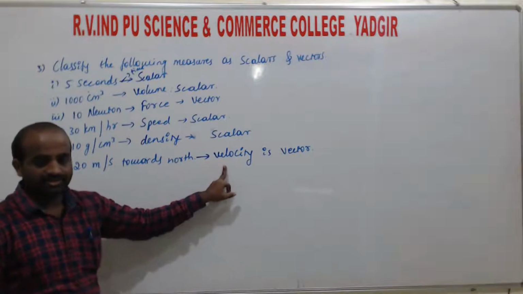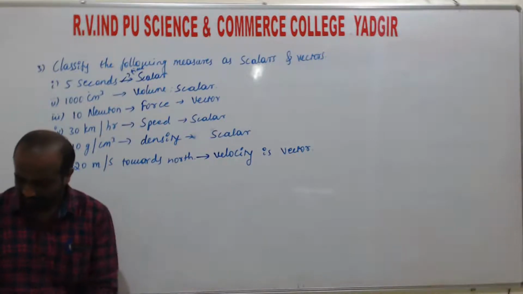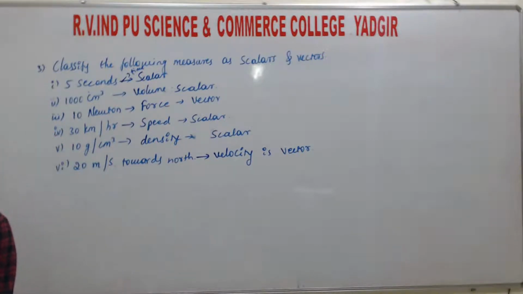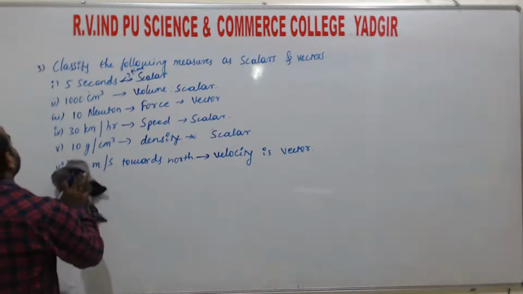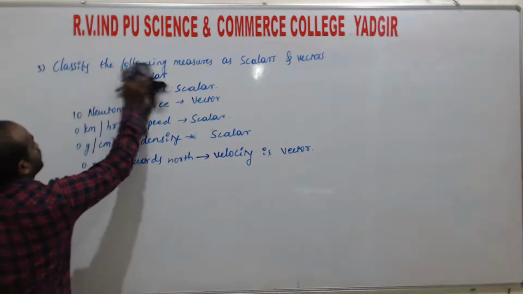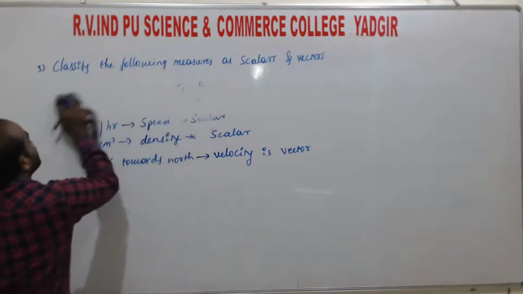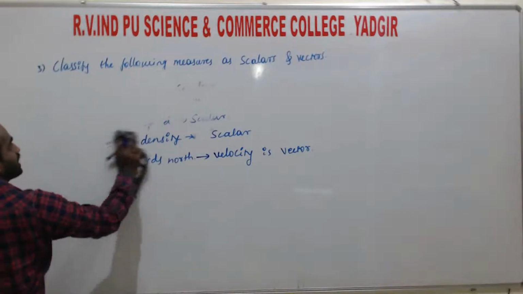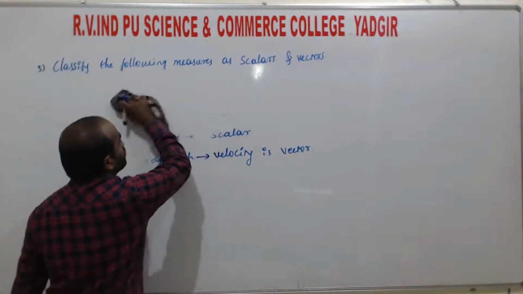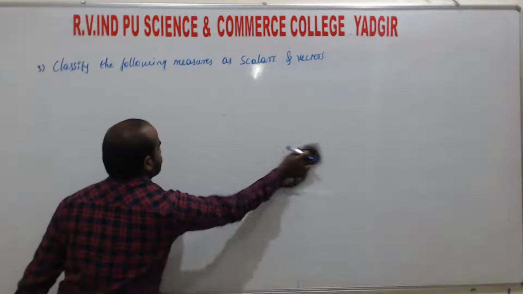This is velocity. It is a vector. Next question. Same one. Classify the following measures as scalars or vectors.